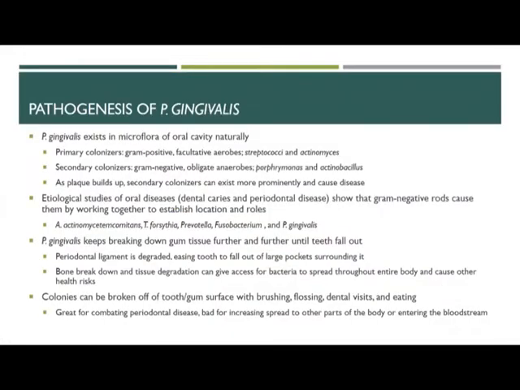So the pathogenesis of P. gingivalis: how does it get to this point of periodontitis? P. gingivalis actually exists in your mouth naturally. It's part of the natural microflora.